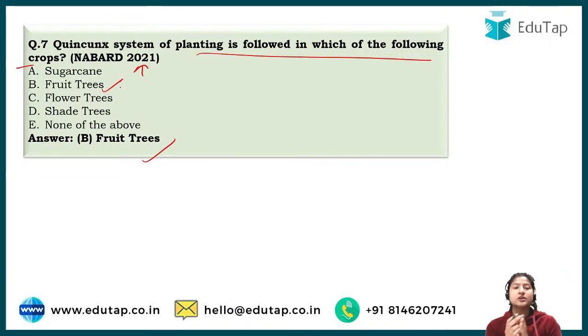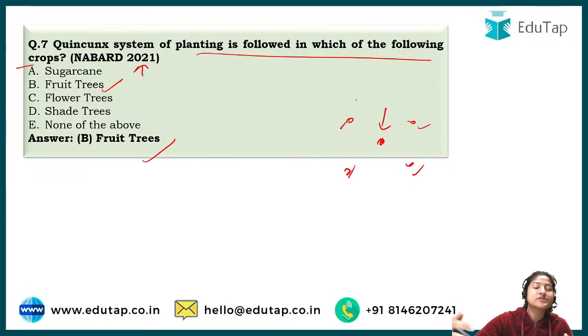So mostly this particular system is followed in fruit trees, because in quincunx, what happened in 4, and there is one more in the 5, which is of a different variety, or you can say of a different species. So in fruit plants, until the fruit bearing stage, the farmer can get benefit from the middle crop or the plant whatever he has sown.